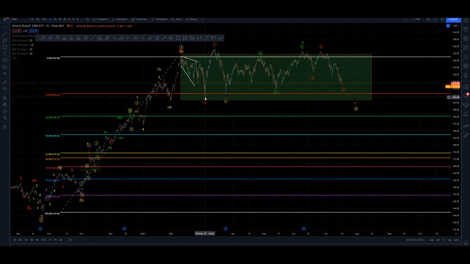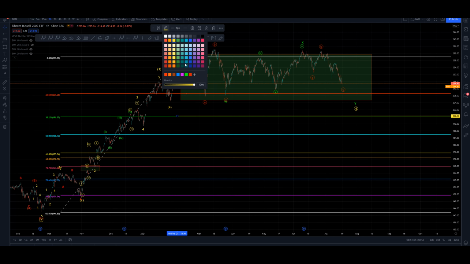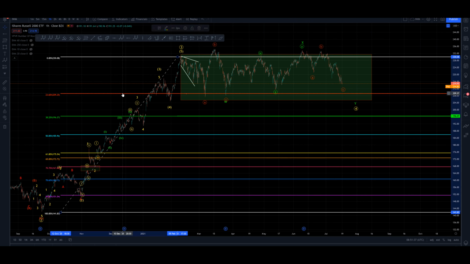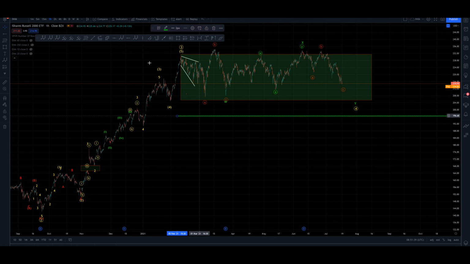You know, bounce here, bounce not too far off of here, perhaps another bounce not too far off it here if we finish a Y into a 4. Possibility. And then 38.2 is the green one. We won't bother labelling anything else in the meantime until we take out this target, then we can look to the 50 if it happens.